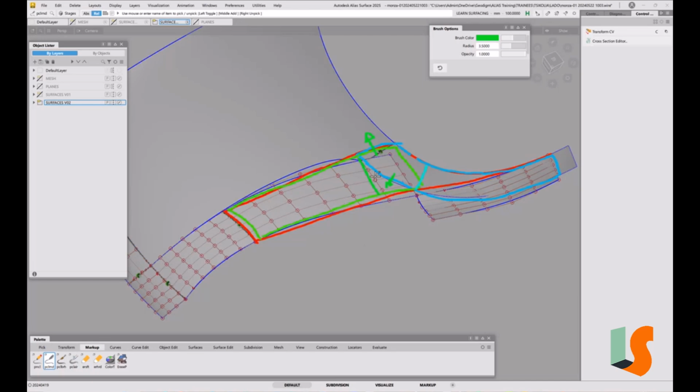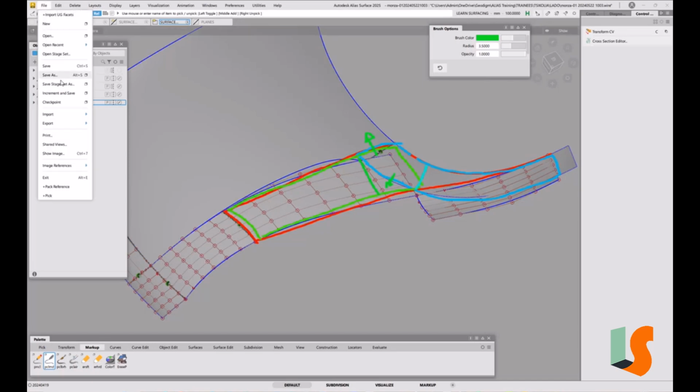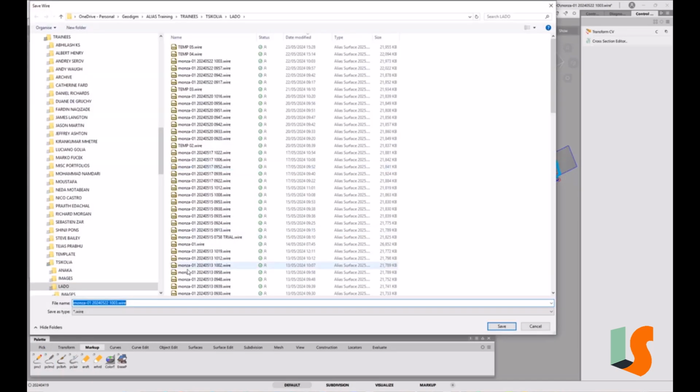And so all of our surfaces are then four-sided, and we avoid that really horrible corner which you just would not want. I'm now going to save that just so I've got a record of that.